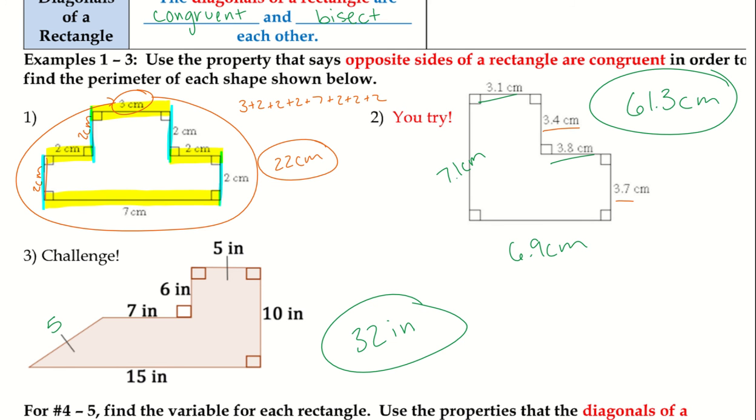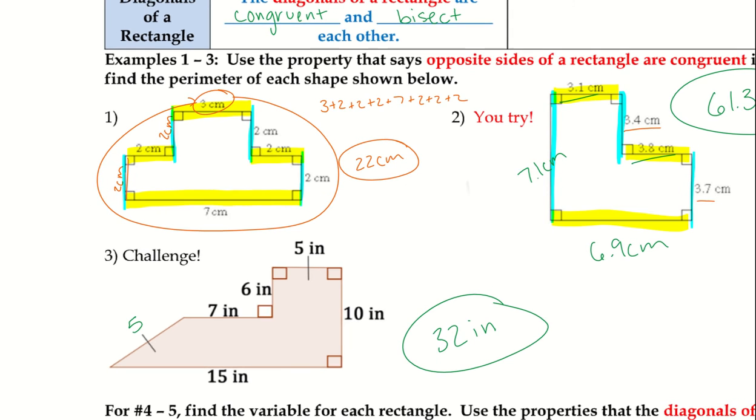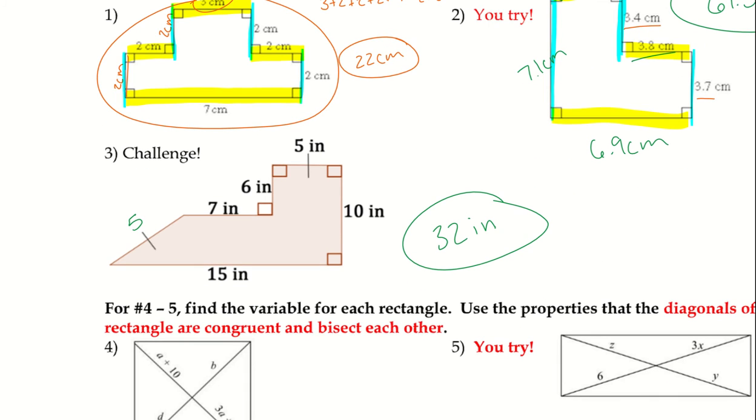All right, here's number 2 and number 3. So with number 2, we just added up those two sides to get the longer side down at the bottom, and then up and down to get the 7.1 centimeters. All right, and then for number 3, we were missing a diagonal side.